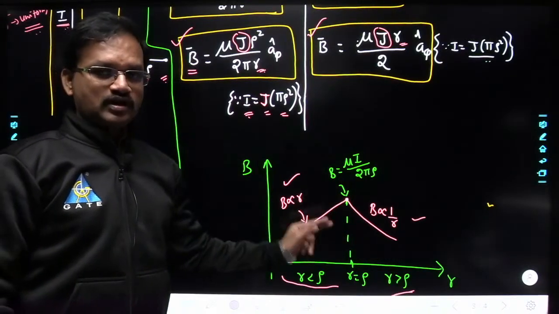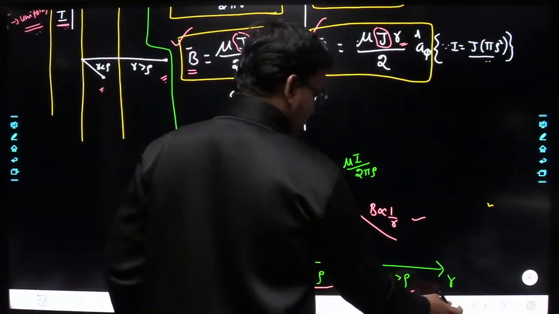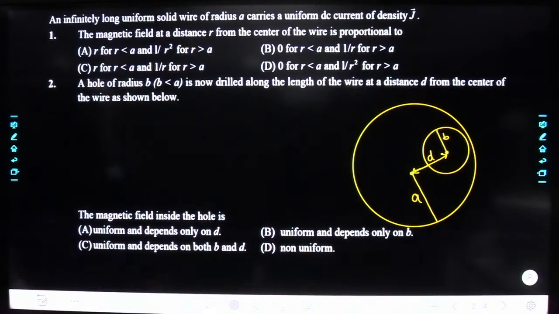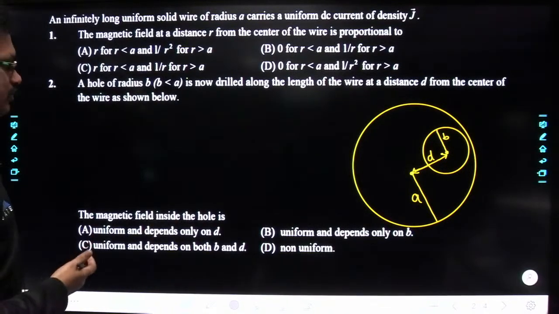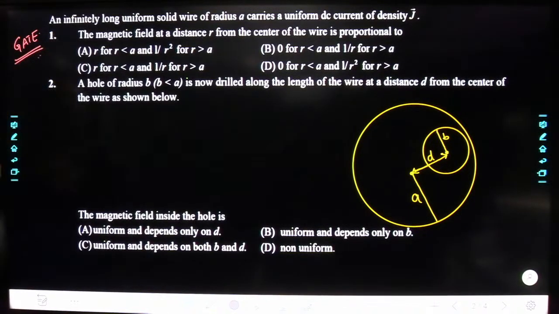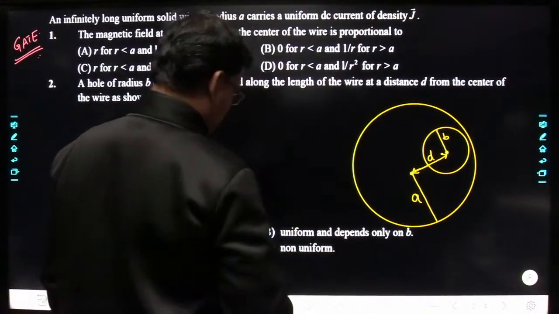On the surface of the conductor, right? Okay, so these are the things we have seen in the previous session. So now we try to solve this problem here. This problem is given in GATE. This question is given in GATE, right? Okay, so we try to solve this problem here.